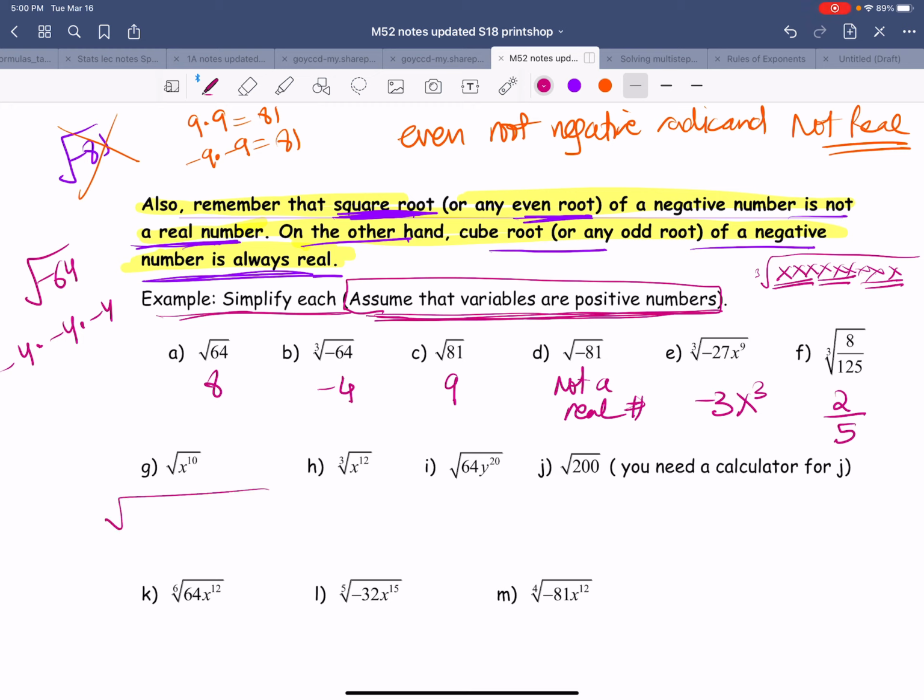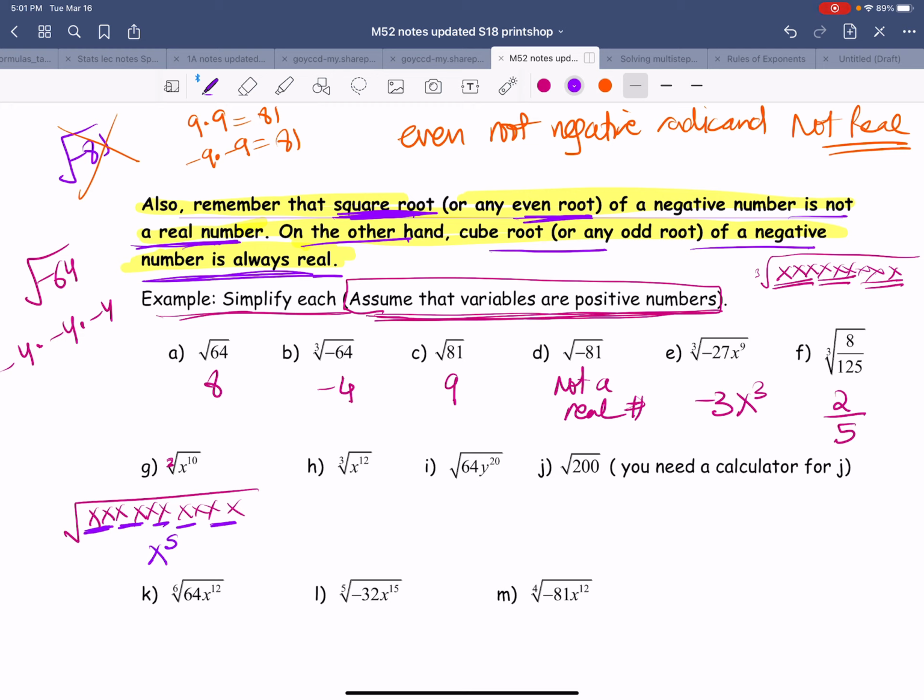Okay, think about, we have 10 x's inside. X to the 10th power means we have 10 x's. Now, instead of doing this, let's actually expand this really quick. I want to do 1, 2, 3, 4, 5, 6, 7, 8, 9, 10. So we're looking for pairs of 2 because 2 is my index. We're looking for pairs of 2 x's inside. How many pairs of 2 x's are there? 1, 2, 3, 4, 5. So 5 x's come out, which is x to the 5th power.